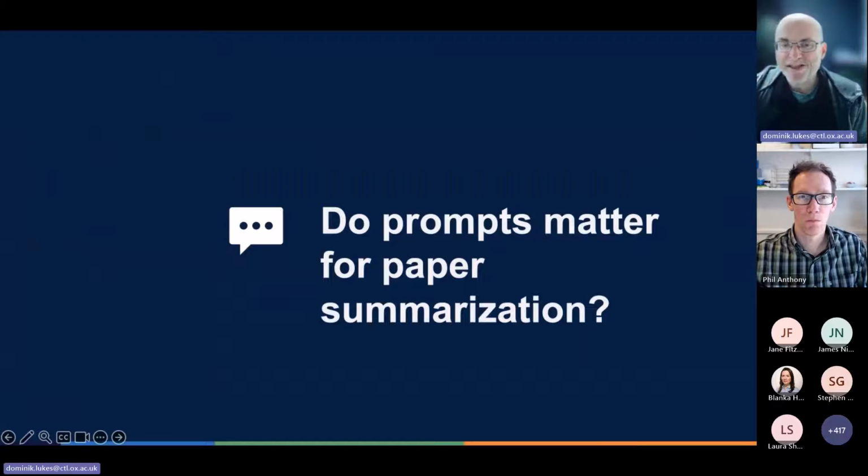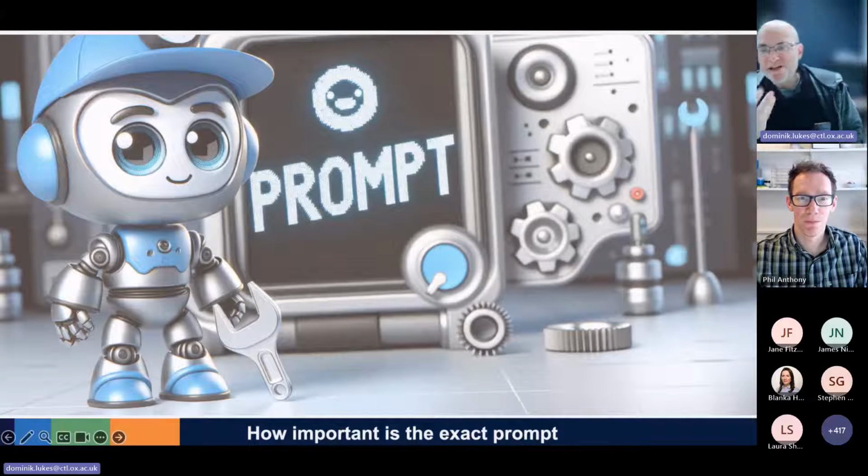Now, sorry, I realize I'm slightly out of order in the slide. So do prompts matter for paper summarization? That's the way I formulate the prompt, right? And we never quite know how important it is.